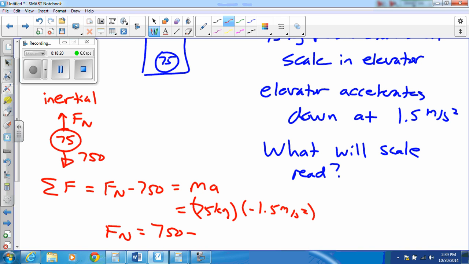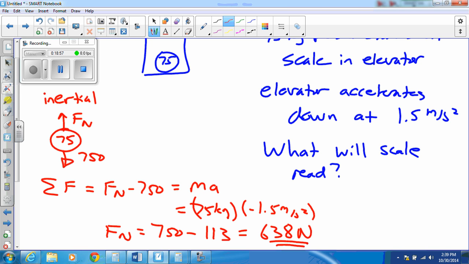Well, don't stare. Calculate. Yeah, so we get 638. 113. There we go. 638 newtons. And our computation tells us, yes, indeed, the person is going to be lighter. They're going to, quote, lose weight while the elevator is accelerating downwards.